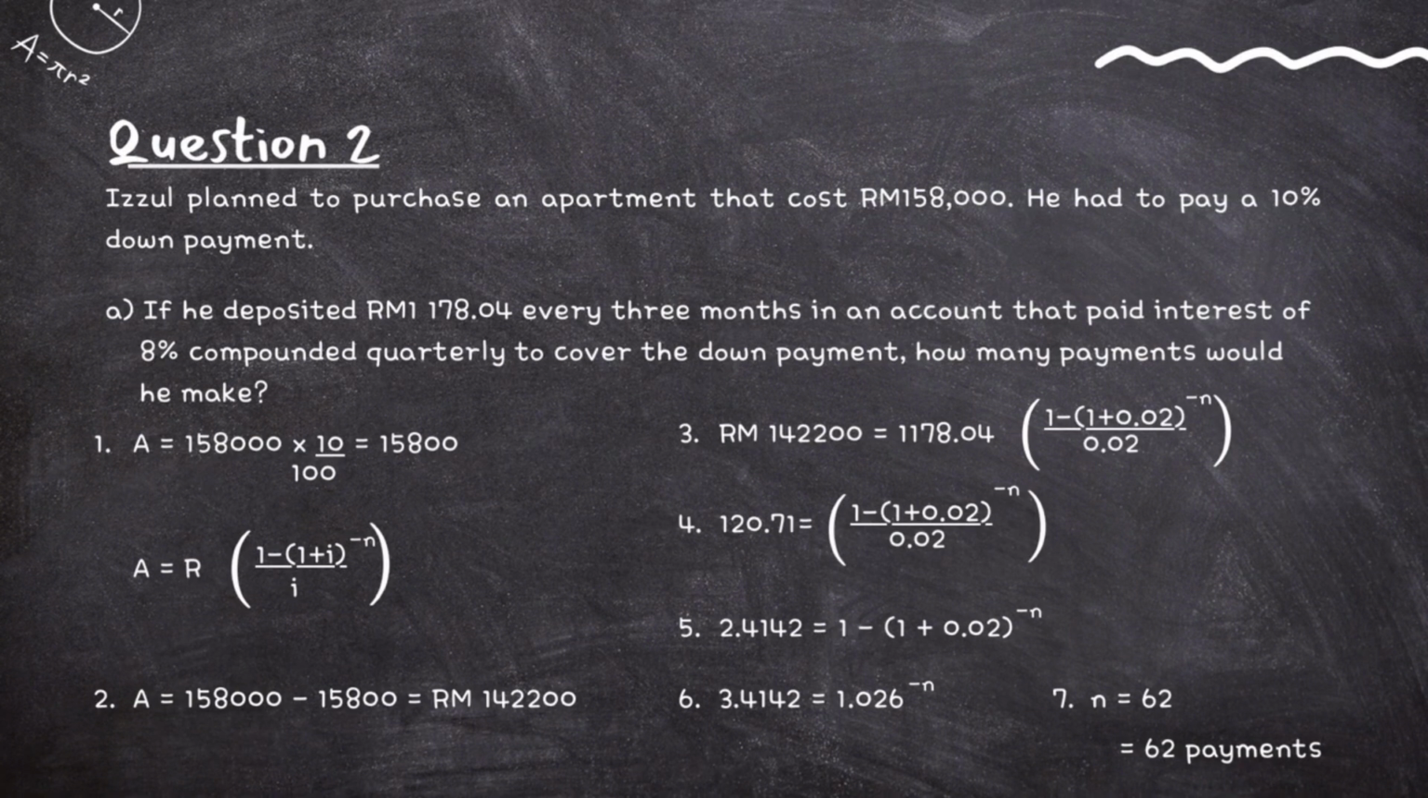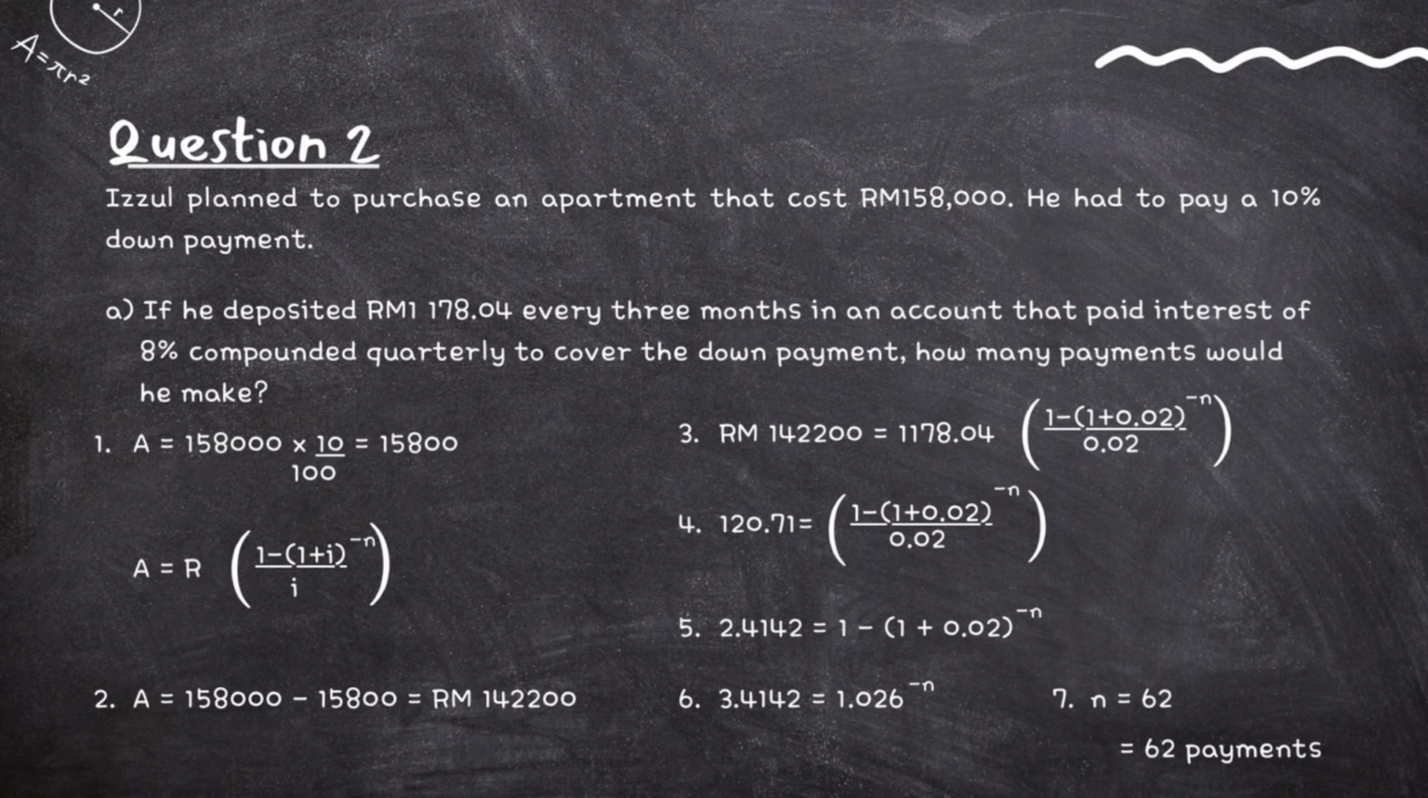So question 2. Izul planned to purchase an apartment that costs 158,000 ringgit. He had to pay a 10% down payment. A. If he deposited 1,178 ringgit 4 cents every 3 months in an account that paid interest of 8% compounded quarterly to cover the down payment, how many payments would he make?